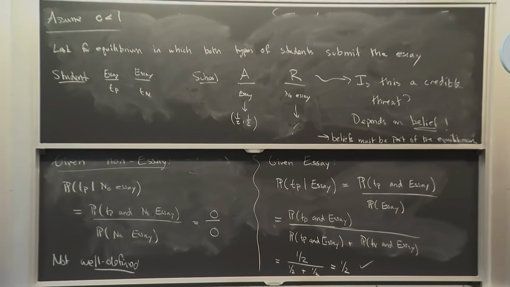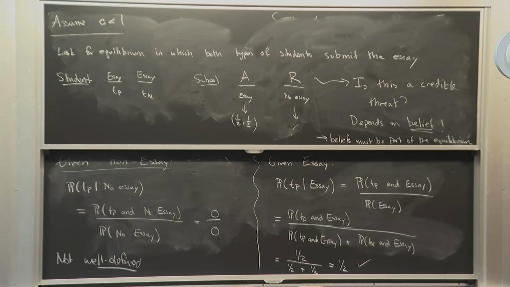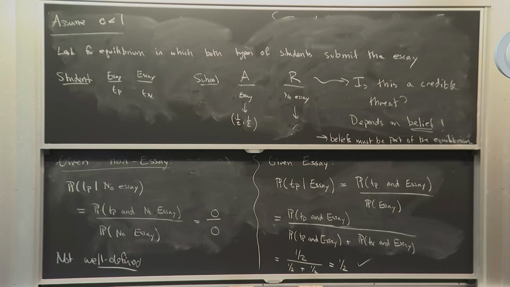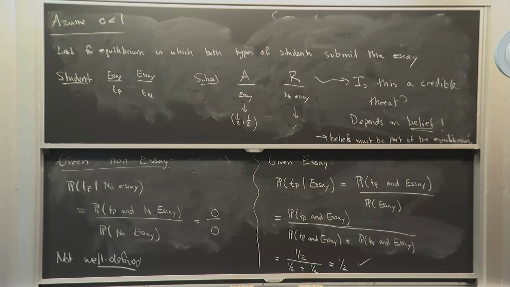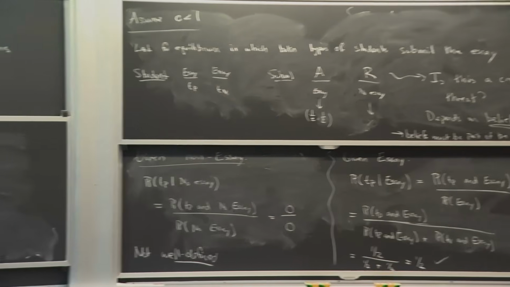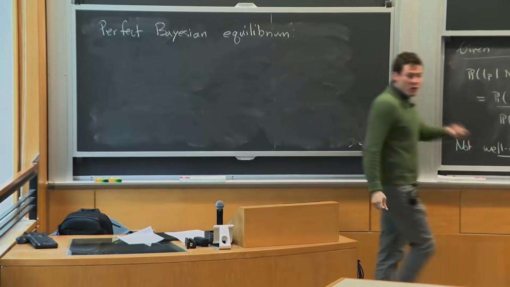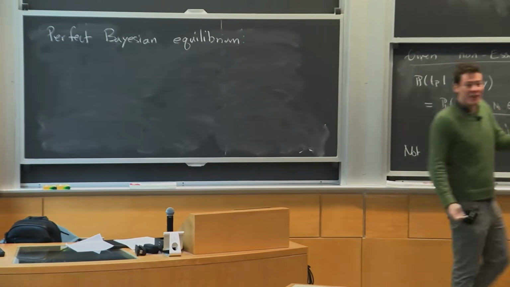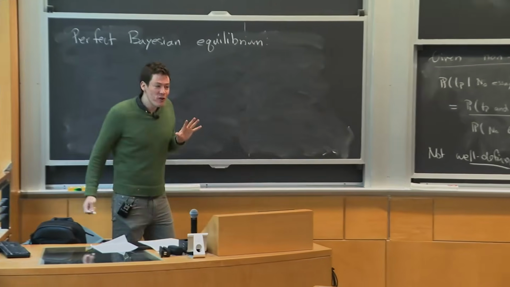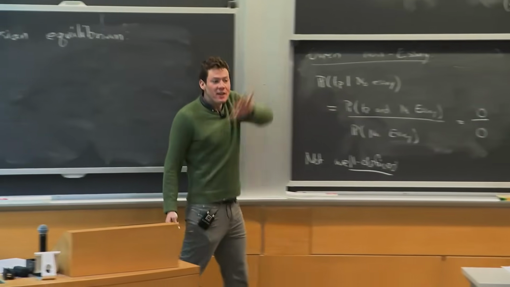Let's go back over here. Let's define perfect Bayesian equilibrium. So the first key point is that one thing I've harped on throughout the semester is no longer true. So throughout the semester I've said an equilibrium is a strategy profile. And I said this over and over again. Now that's no longer true, because an equilibrium is going to be a strategy profile together with beliefs.